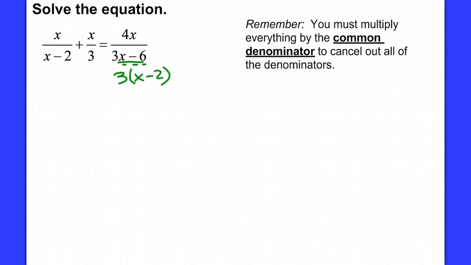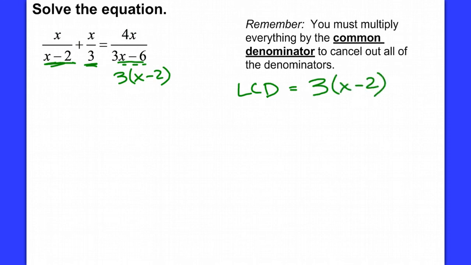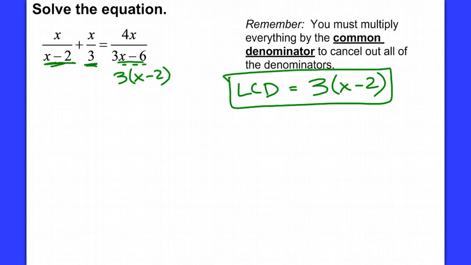So it's 3 times x minus 2. X minus 2, of course, is factored. 3 can't be broken down anymore either, so we have 3 times x minus 2: 3, and x minus 2. So our least common denominator, including everything there, would be 3 times x minus 2. We're going to use this and multiply it through to every part of the problem and see what happens.